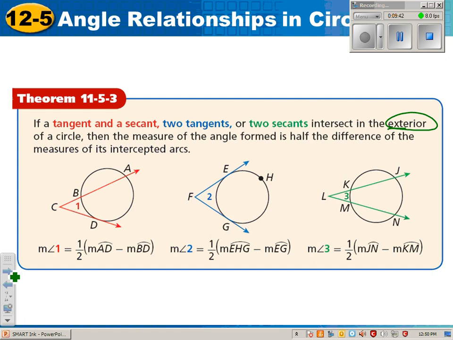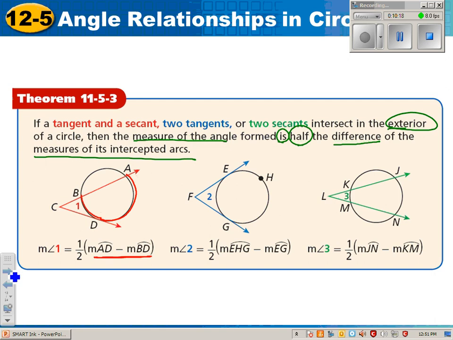exterior, then the rule is the measure of the angle is equal to half the difference of the two intercepted arcs. So we're still talking about the intercepted arc and its vertical arc. So look at number 1. The arc that it intercepts is arc AD. Agreed? The one that then would be vertical to it, or the other one that's inside the angle, would be arc BD. You're going to subtract those two arcs and take a half.